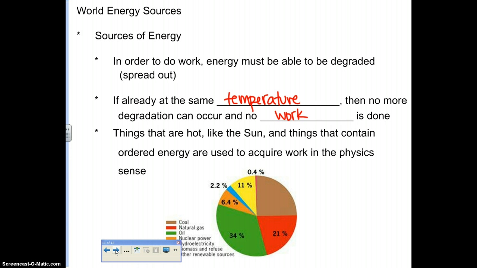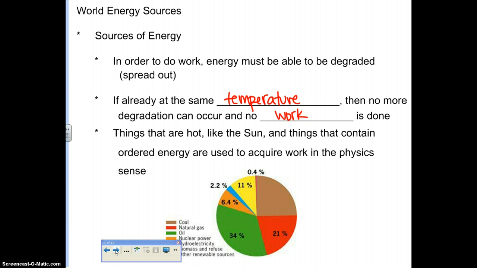World energy sources. In order to do work, energy must be able to be degraded, spread out. If already at the same temperature, then no more degradation can occur. Therefore, no more work can be done. So you want a variety of temperatures. You want to be able to manipulate that temperature. It needs to be the variable that you can control.